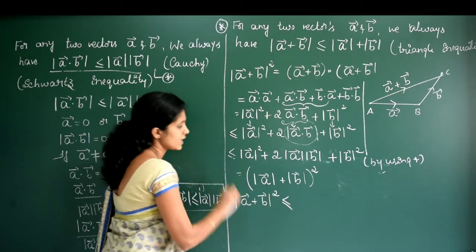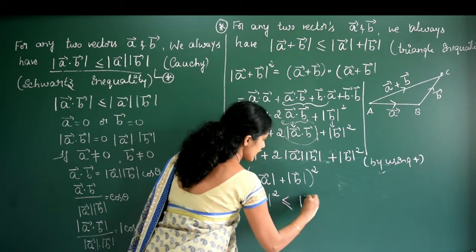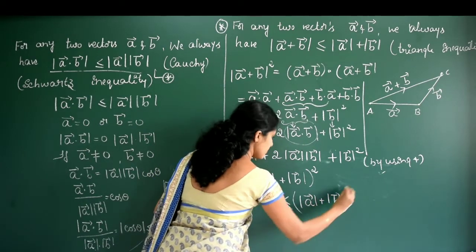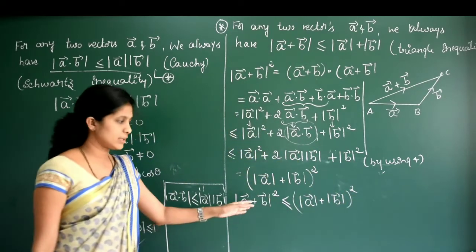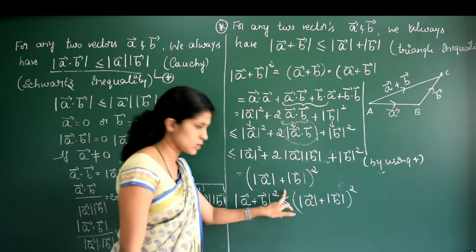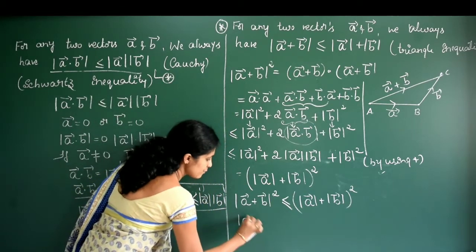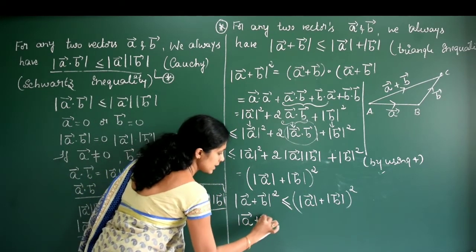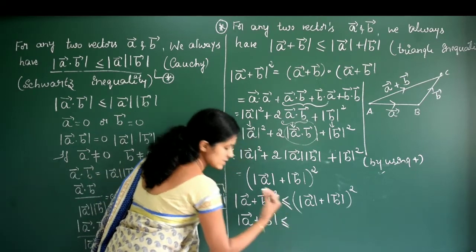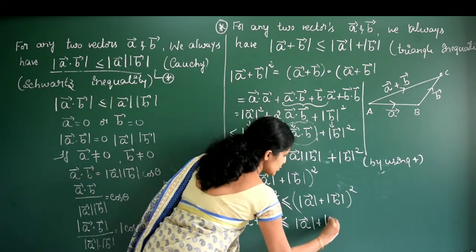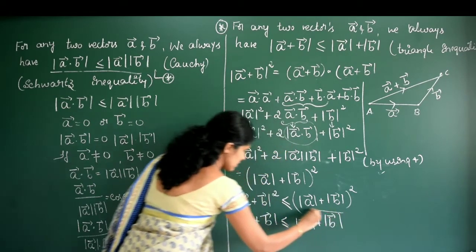This is a symbol, less than or equal to (magnitude of a vector plus magnitude of b vector) whole square. Taking square root on both sides, the square will get cancelled. So by this we can write that magnitude of a vector plus b vector is always less than or equal to magnitude of a vector plus magnitude of b vector. So this is an important result.